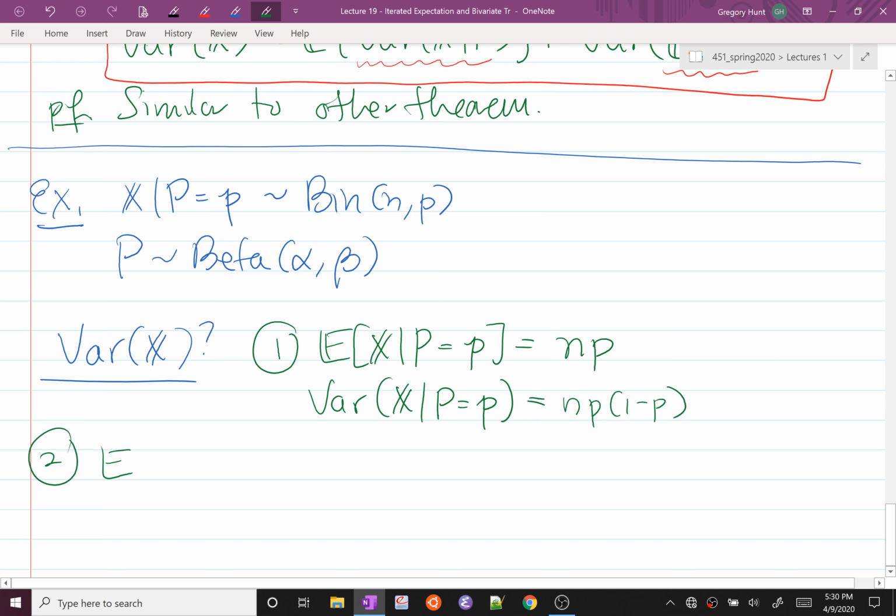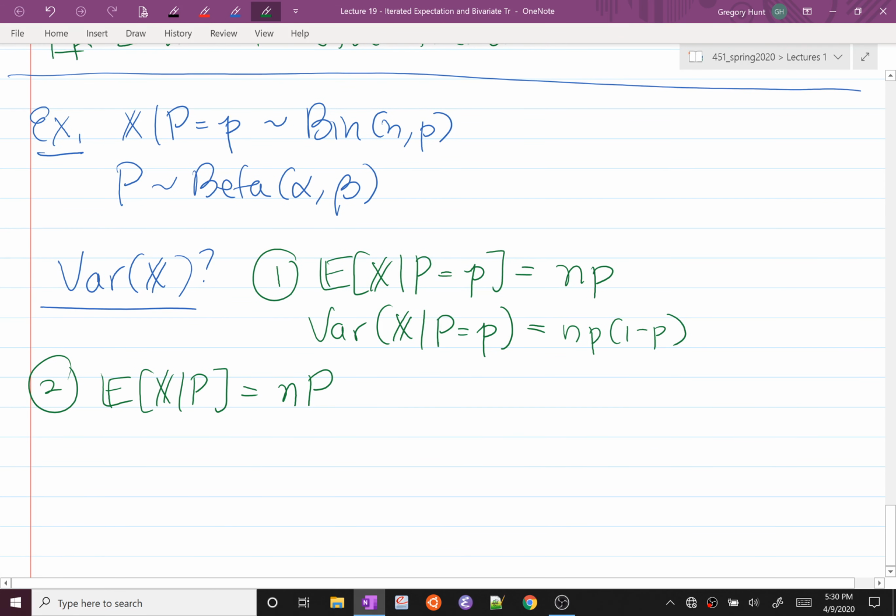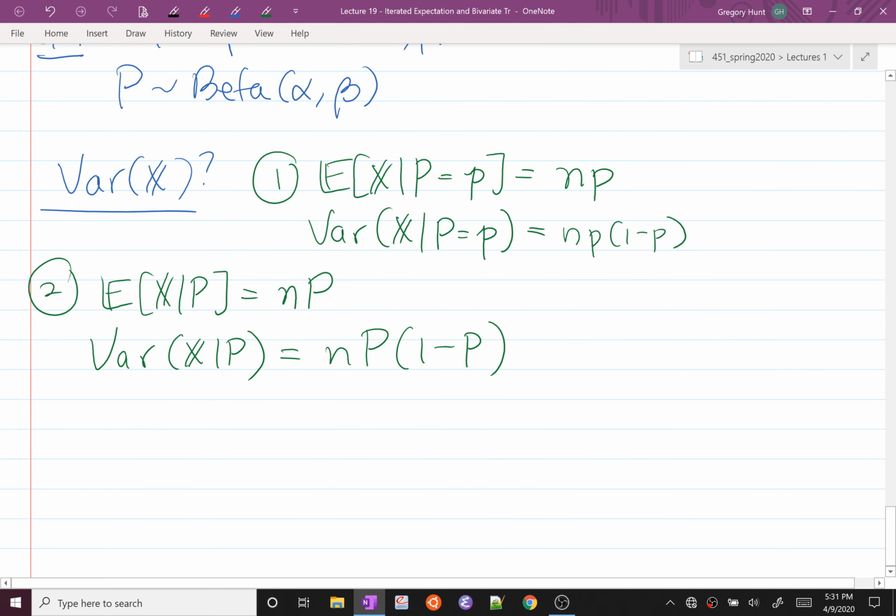So we can think of the expected value of x given p as n times p, capital P now, it's a random variable, and the variance, kind of correspondingly, of x given p is np times 1 minus p. Capital P, again, is our random variable. And we have two parts to our theorem. We want to calculate the variance of the first one here and the expected value of the second one.